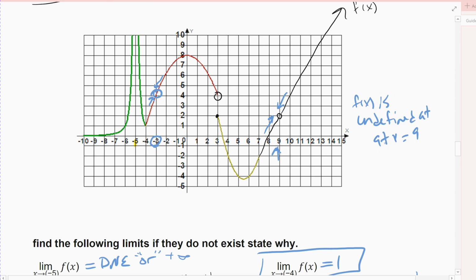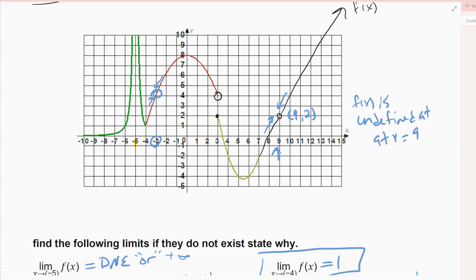But that doesn't mean the limit doesn't exist. In this case, the function didn't exist, but the limit does, because the limit doesn't care what's happening at 9, just what's happening to the left of 9 and the right of 9. And so on both sides of 9, it's approaching this open point. It is an open point. It's the open point 9, 2. Right, it's approaching it.